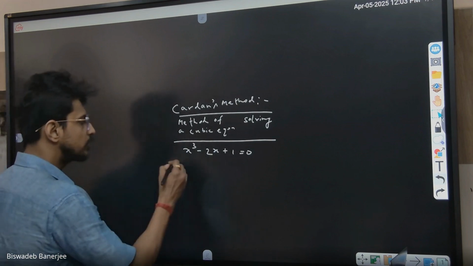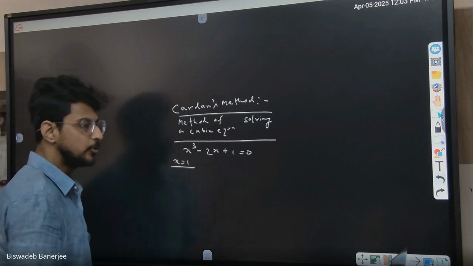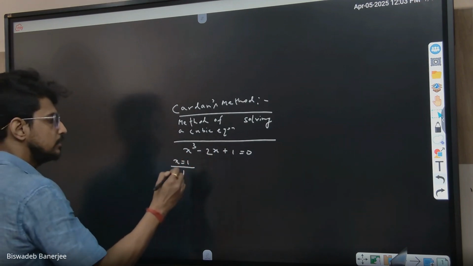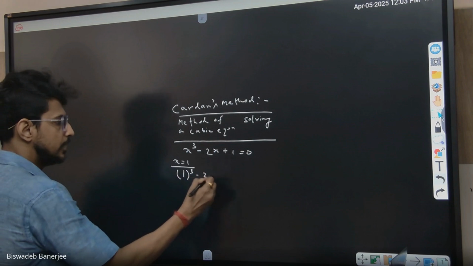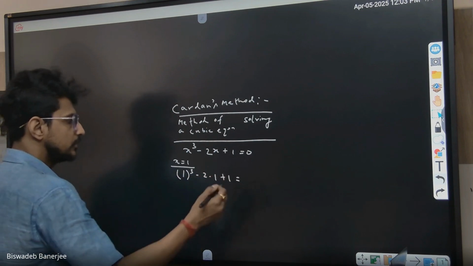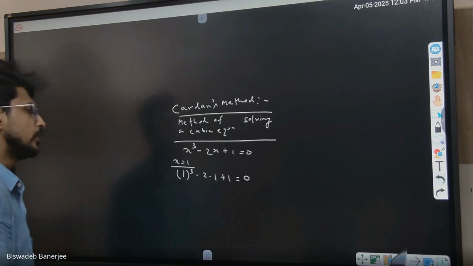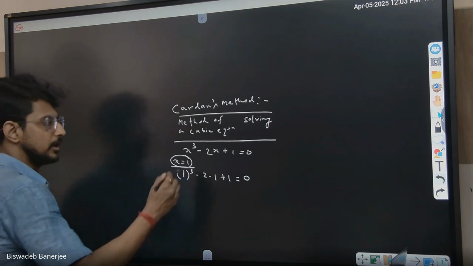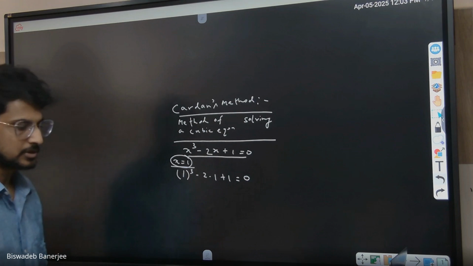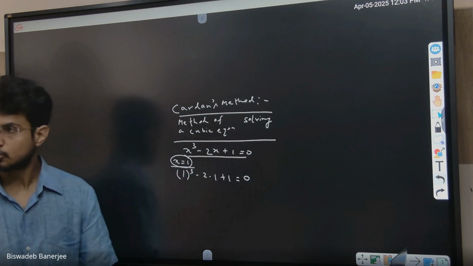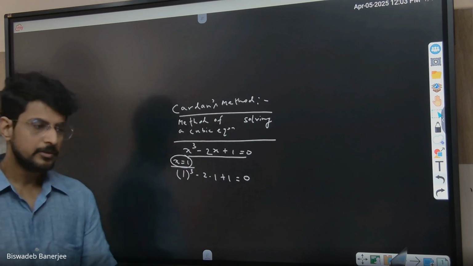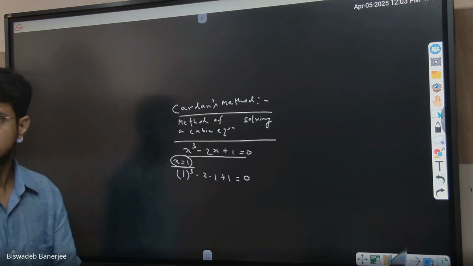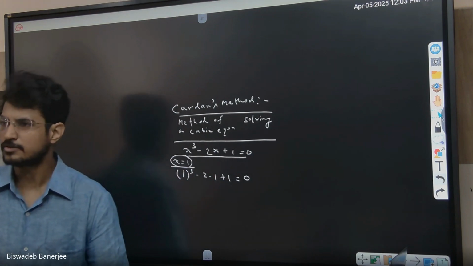We know if we put x equal to 1, then 1 cube minus 2 into 1 plus 1 gives 0. So x equal to 1 is a factor of this equation. After putting x equal to 1, this entire equation becomes 0. So it means x equal to 1 is a factor of this equation. And then we know how to solve this equation. We have done this in our class 8 or class 9.